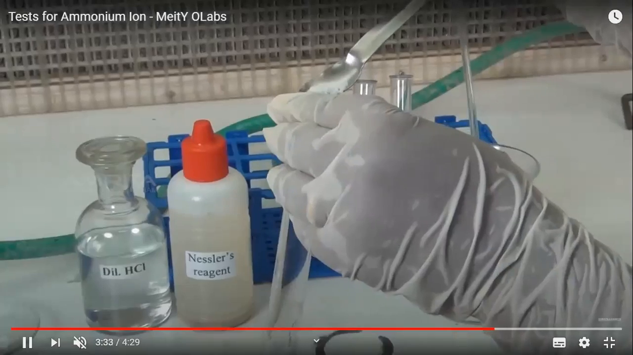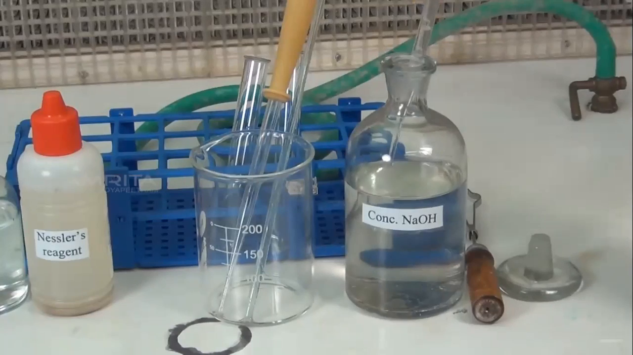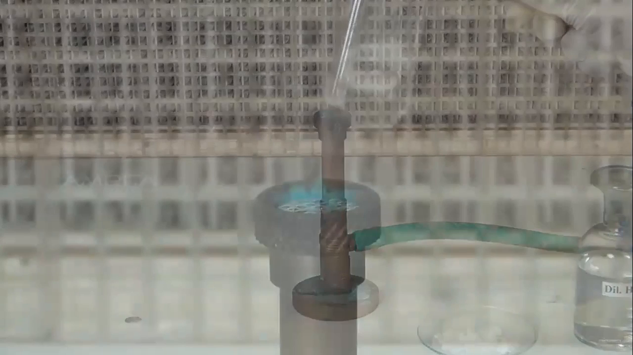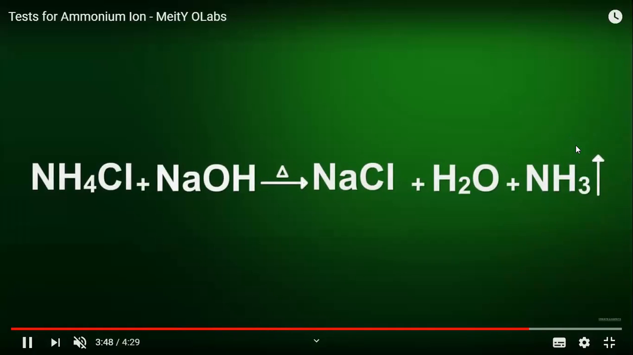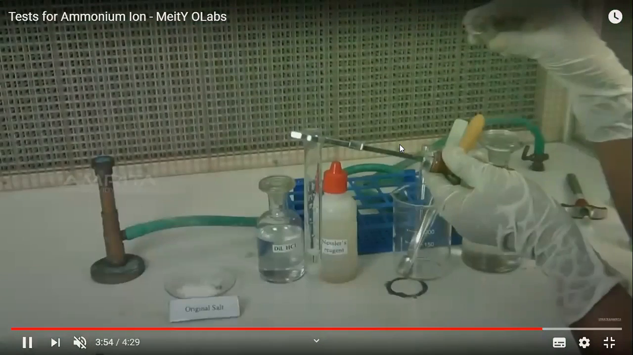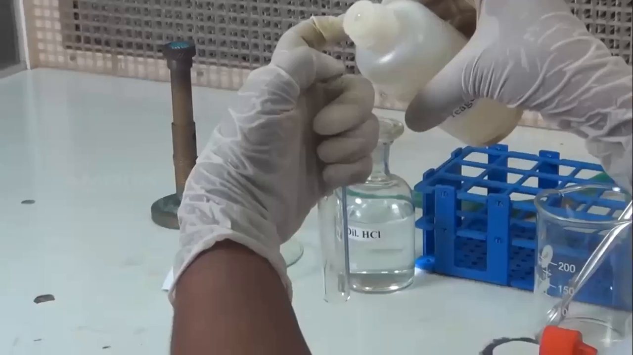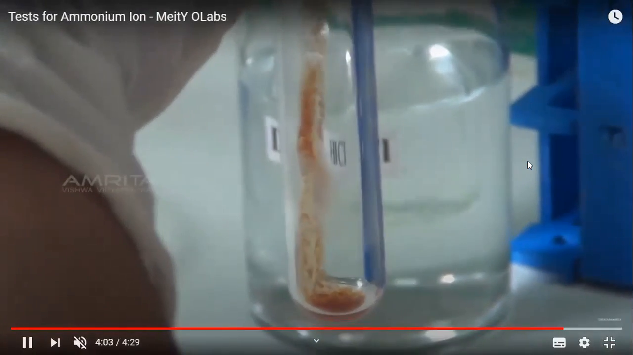Let us perform the Nessler's reagent test. We'll take the original salt and add it into the test tube, my dear students. We'll add a small amount of concentrated sodium hydroxide to the test tube, and we are going to heat it. When we heat it, we get ammonia gas produced, my dear students. This ammonia gas is collected into another test tube, and now in this we are going to add the Nessler's reagent.